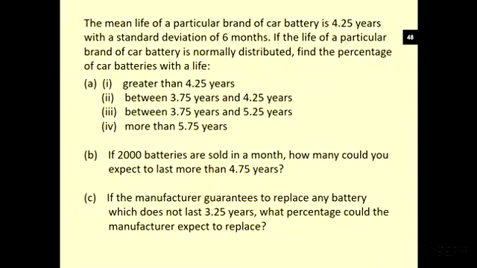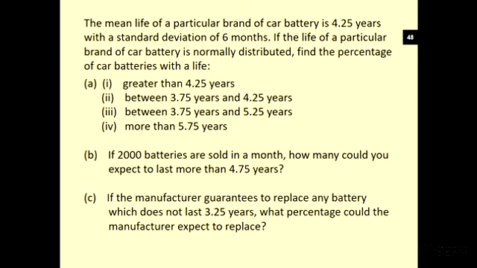Here's a fairly wordy sort of question, but also very predictable. The mean life of a particular brand of car battery is 4.25 years with a standard deviation of 6 months. So initially, in reading that, it's telling me that it was really normal for cars to have a 4.25 year life, but it was normal to maybe go 6 months longer, half a year longer, or half a year shorter. In fact, 68% of all the batteries will be between 6 months either side of 4.25 years.